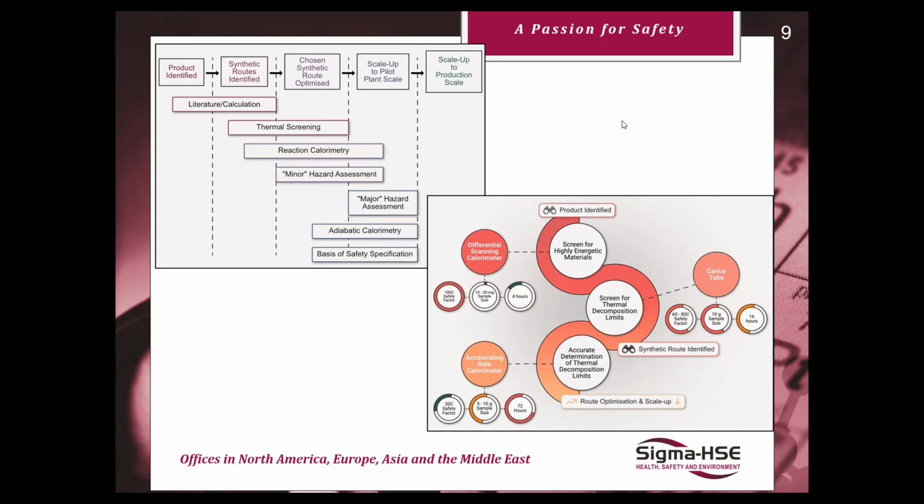Early on in the process, we're looking very much at literature and calculation methods, at what may be unsafe to handle or to react in a certain way, to screen out the most hazardous pathways. Moving on to identified routes, you may start looking at thermal screening techniques, which we'll talk about a bit further on as well. Some of this testing should help inform which route you then want to choose and the optimization of this, which leans heavily on reaction calorimetry testing as well.